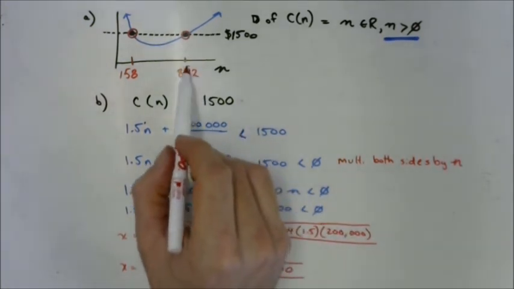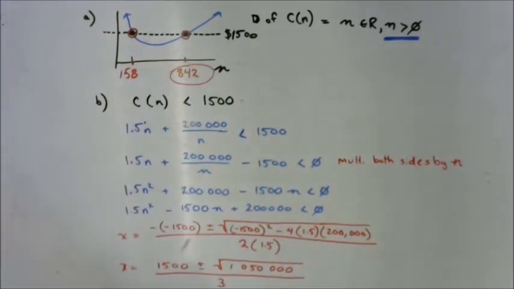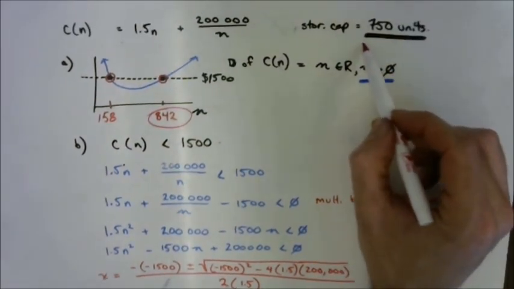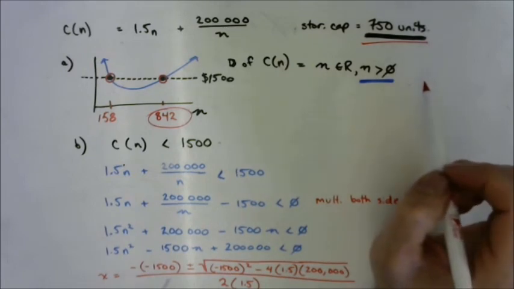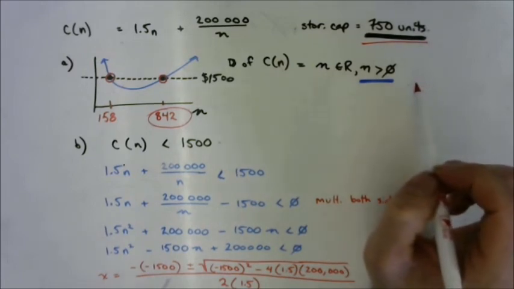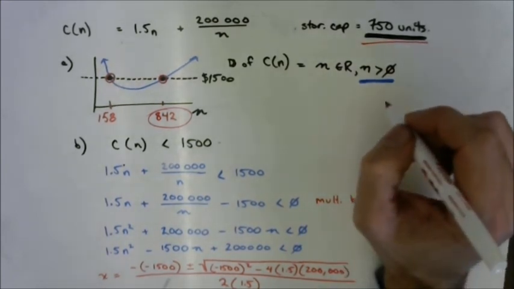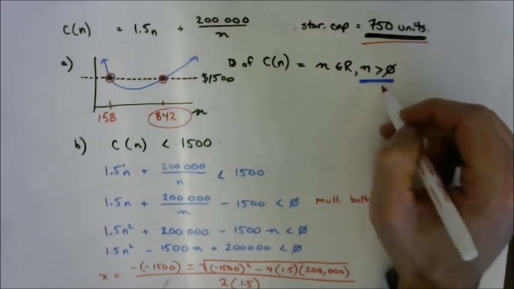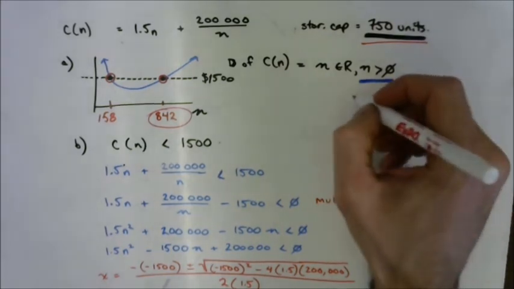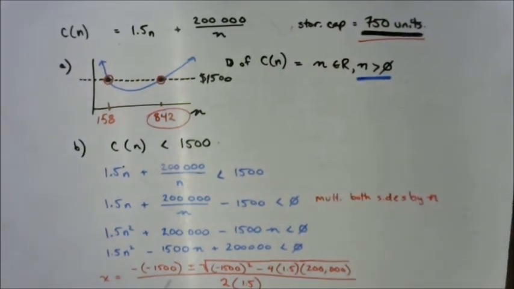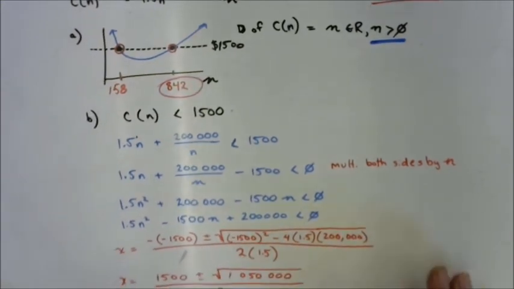Can they have 842 computers in stock? No. Their capacity is 750 units. Okay? So the number of computers that they would ever do in a shipment would be from 159 to 750 computers. And that will keep the cost below $1,500. We can make a little final statement somewhere down here.